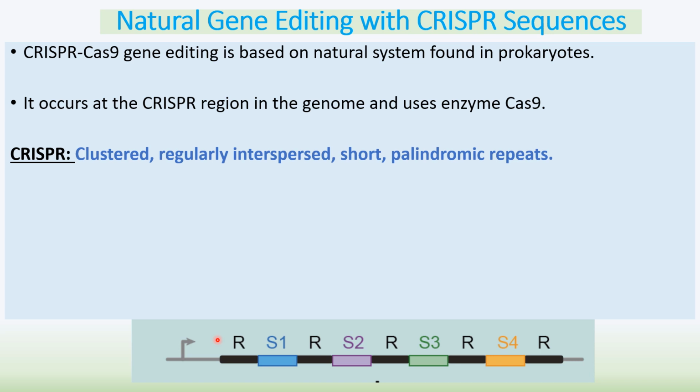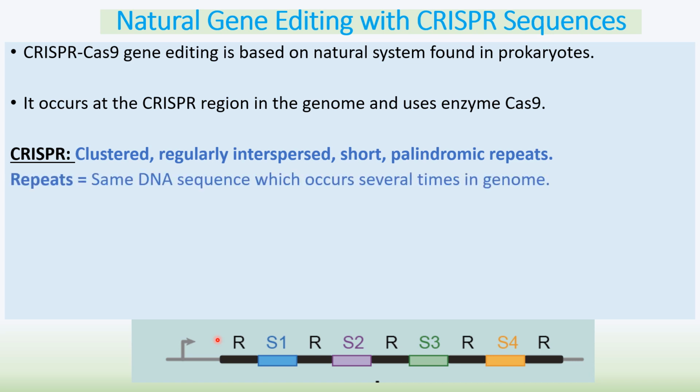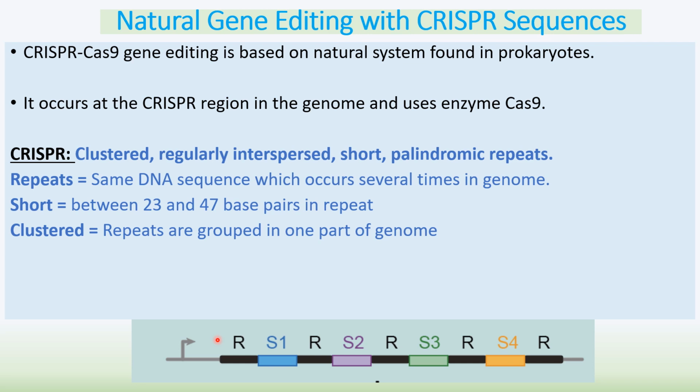So let's have a look at what that means. If we break it down into steps, the repeat means the same DNA sequence occurs several times in the genome. The short bit is that it's only going to be between 23 and 47 bases in the repeat. Clustered means the repeats are generally in one area of the genome only.